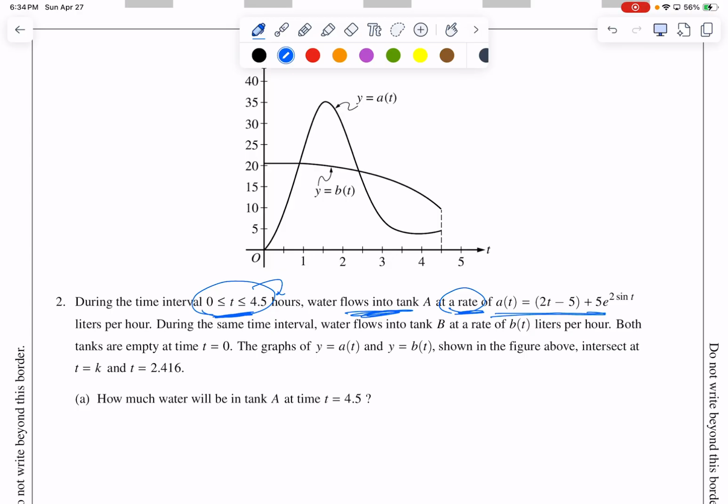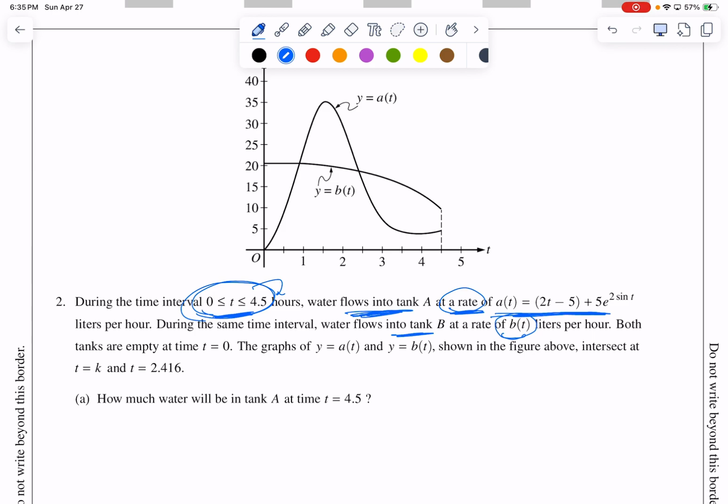Okay, so we got water from 0 to 4.5. Water flows into a tank at a rate of this, so that's going into my y equals. During the same time interval, water flows into tank B at a rate of B of t liters per hour. They don't even give me an equation, but if you look up here, you can see B of t. You see A of t. They actually gave you the graph of both. And they're restricting their graph from 0 to 4.5, so you might want to set your window from 0 to 4.5 if they give you a restriction.